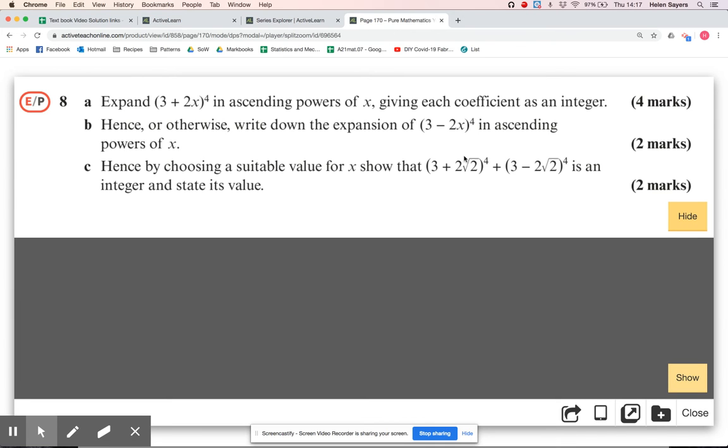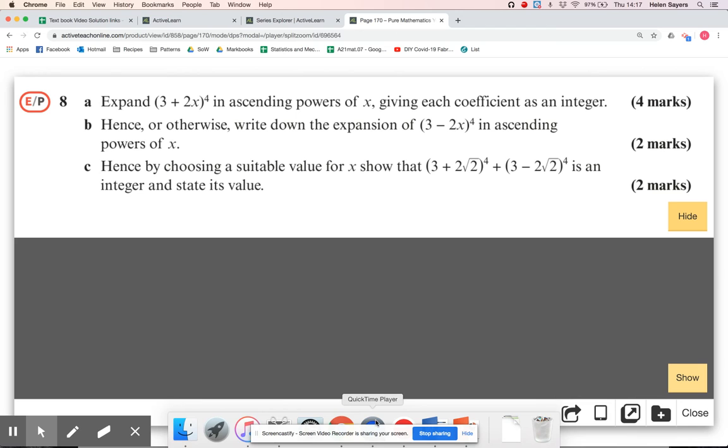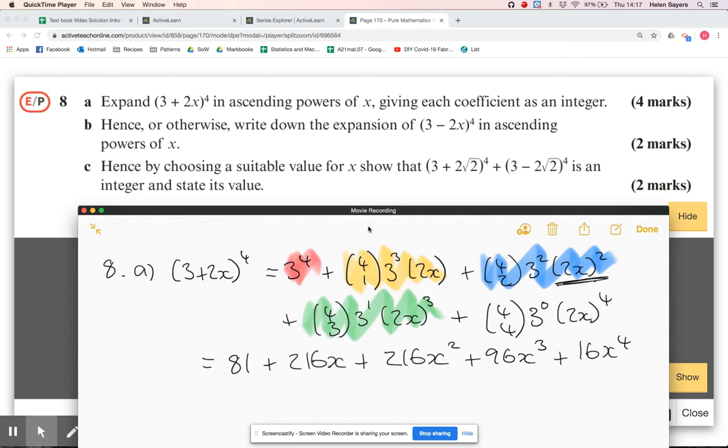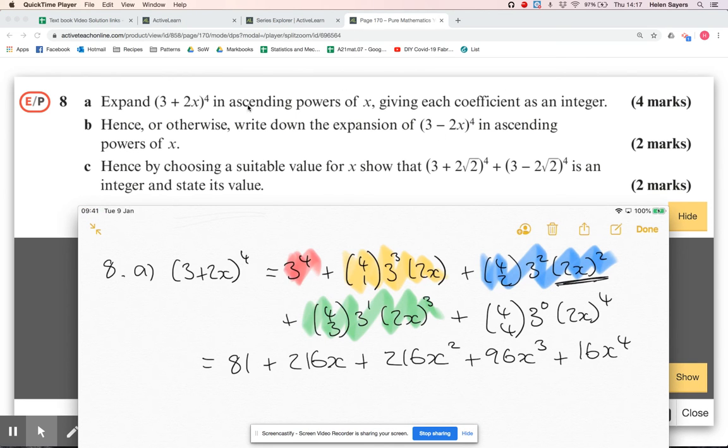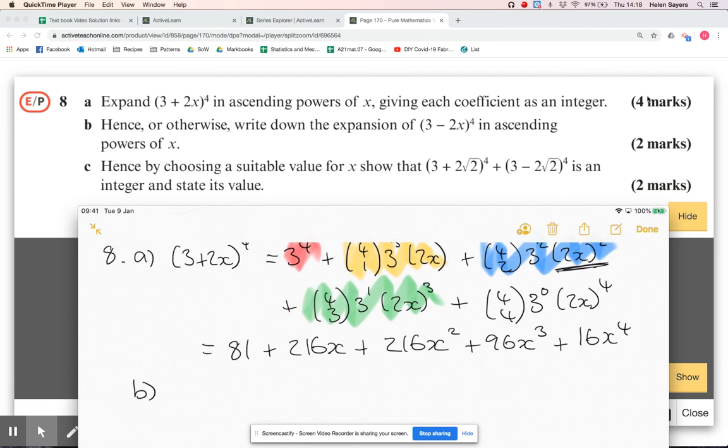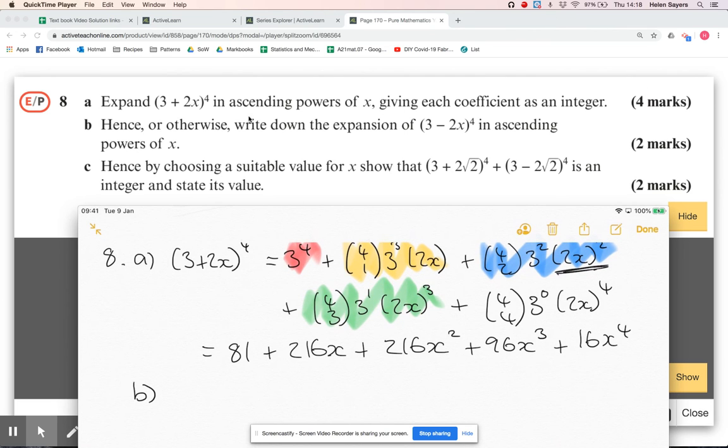Cool. Right, so then part B, hence or otherwise. Because they've said or otherwise, you could just answer B from scratch, but it's way more long-winded than it should be. If you go back to the very start and expand those brackets, you're only getting 2 marks, and you can see from part A that that's 4 marks worth of work. So let's go for the hence method. What would happen to this expansion if it was a minus 2x instead of a 2x? Because that's all they've changed.